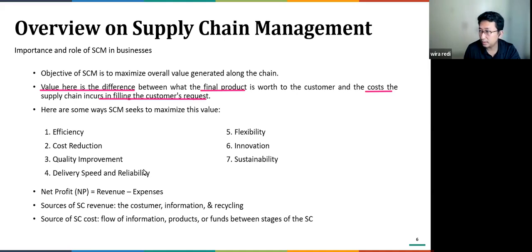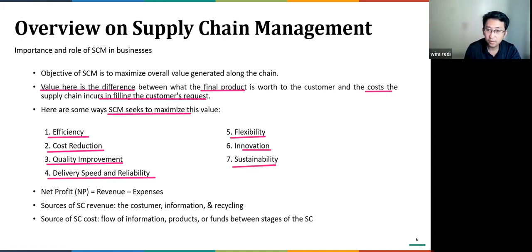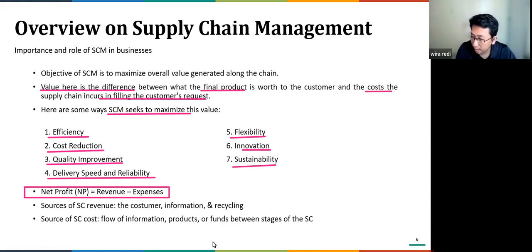And in order to maximize the value, supply chain management seeks to also maximize other factors, like efficiency, meaning maximizing cost reduction, minimizing the cost, and maximizing the quality, the delivery speed and reliability, meaning the time to deliver would be as low as possible. Increase flexibility, innovation, and sustainability. Simply put, the supply chain value can be described as the net profit of the entire supply chain, which is the revenue generated from this supply chain process minus the expenses involved in the whole process.